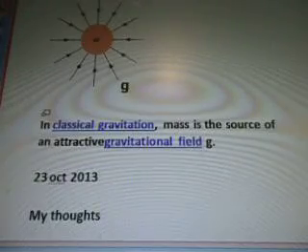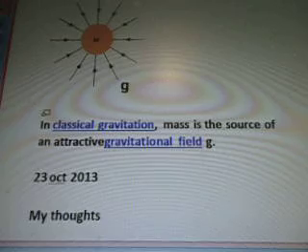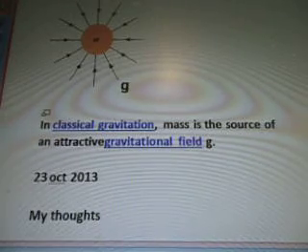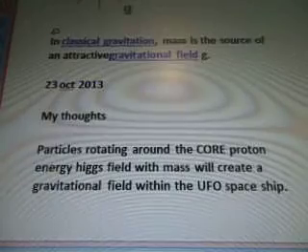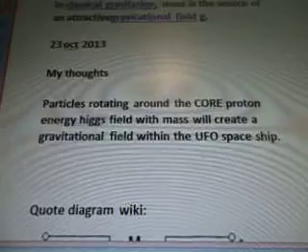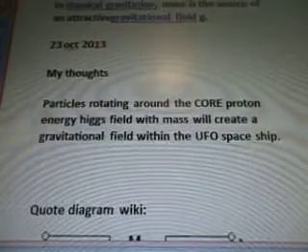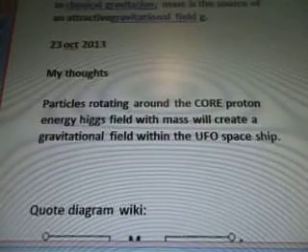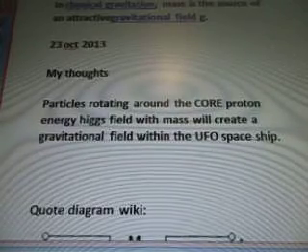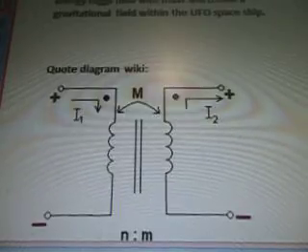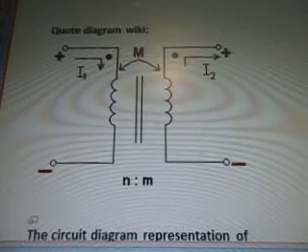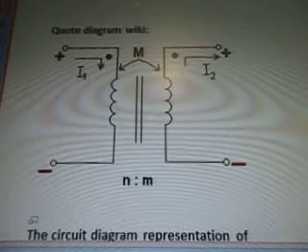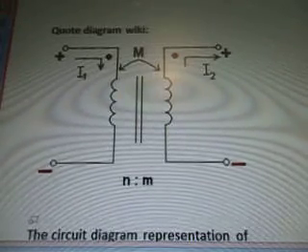This shows g in classical gravitation. Mass is the source of an attracted gravitational field g. October 23rd, my thoughts. Particles rotating around the core proton energy Higgs field with mass will create a gravitational field within the UFO spaceship. There's a thought. Creating gravity in your spaceship. Something which I don't think they have yet. I think they have them in the rockets, but not all of them.